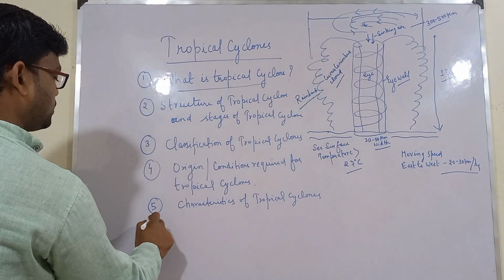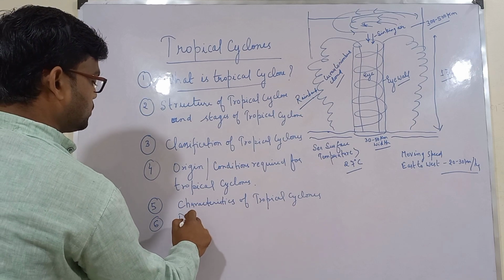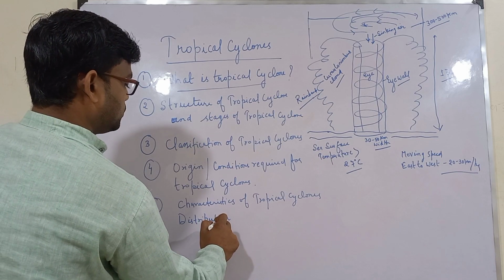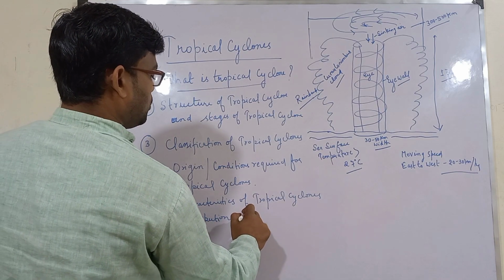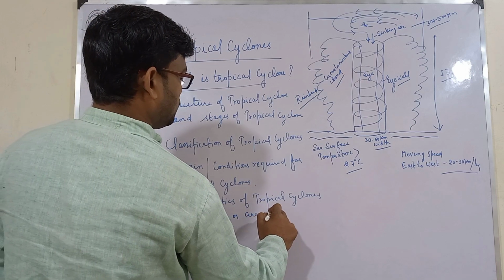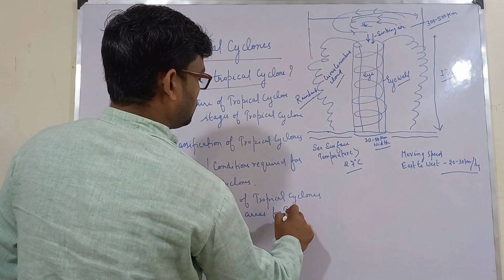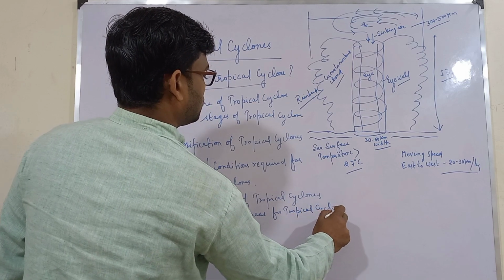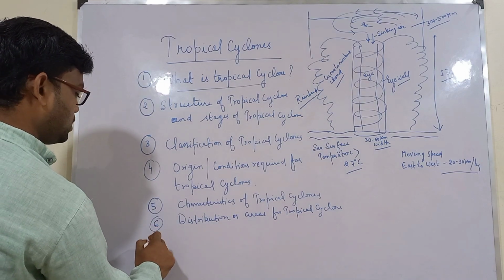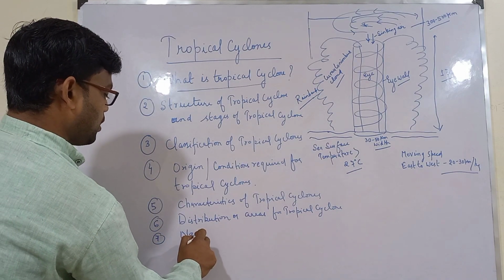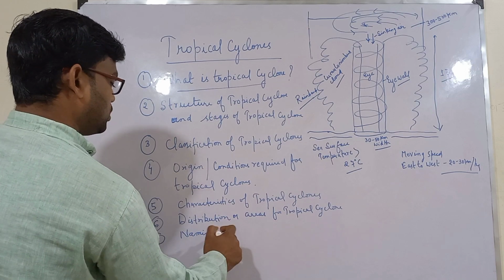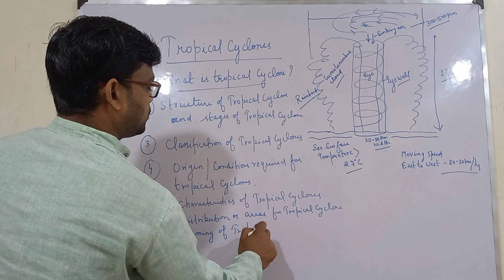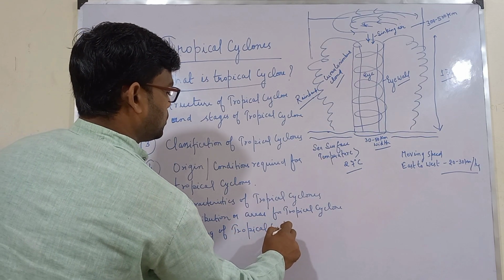Our sixth point is their distribution, means the areas in which these are formed. Distribution or areas for tropical cyclone. Seventh one is naming. How we will see how these tropical cyclones are named. Naming of tropical cyclones.